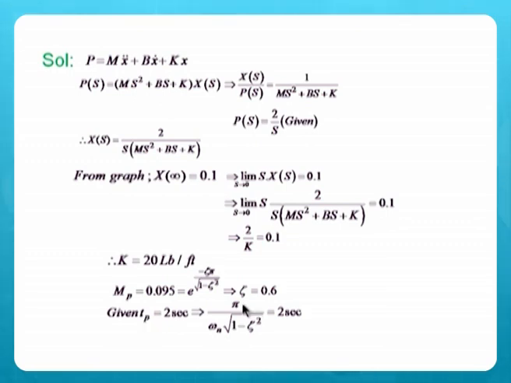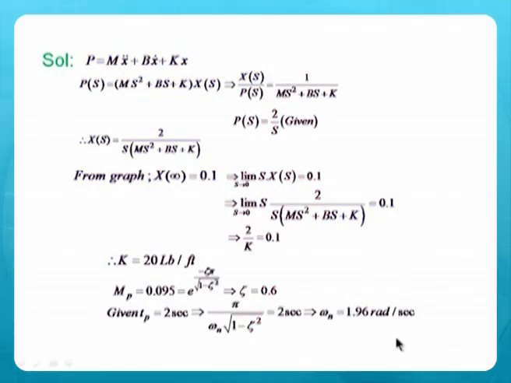is pi by omega d. That omega d is given by omega n under root of 1 minus zeta square. You got zeta as 0.6 here. So now equate this to 2 seconds peak time given in the problem and get omega n as 1.96 radians per second. So this is the way you should calculate the zeta and omega n even for a mechanical system.